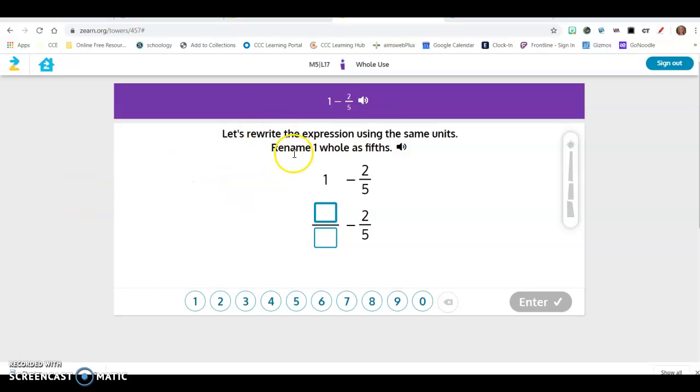When it tells you to rewrite the expression, anytime you have one whole, you have to come over here and look at this bottom number, and it lets you know how you can rewrite one whole. So in this case, we have a 5 as our whole. So to rewrite this 1, you could turn this into 5 fifths, because 5 fifths is the same as one whole.